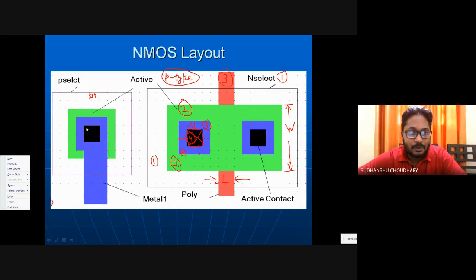Once I do this, I will connect this to ground, since I want to keep the parasitic diodes in reverse bias. So if I do this, that means I have provided a bulk or body contact. Similarly, for PMOS you will also have a bulk contact.